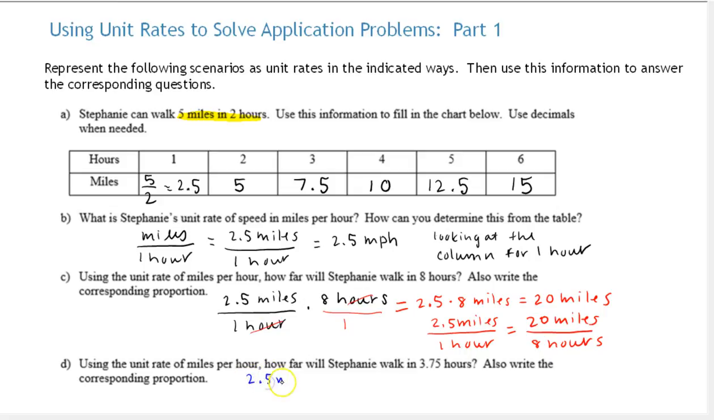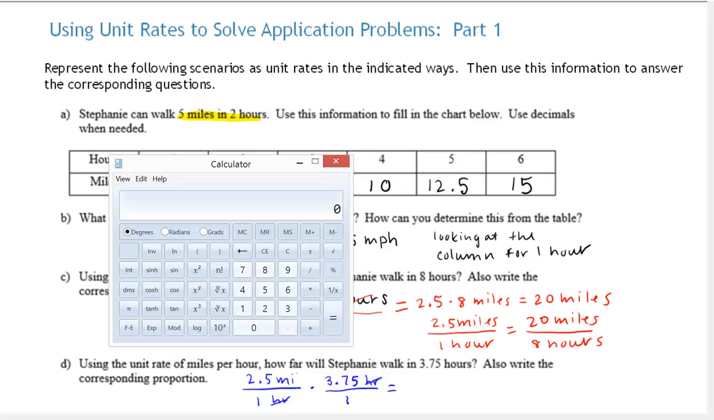So 2.5 miles in 1 hour. Now we want 3.75 times as many miles, for the 3.75 hours. I'll put this over 1 just to make the multiplication clear. Notice the hours cancel, and let's multiply this on the calculator. So we have 2.5 times 3.75, which is 9.375.